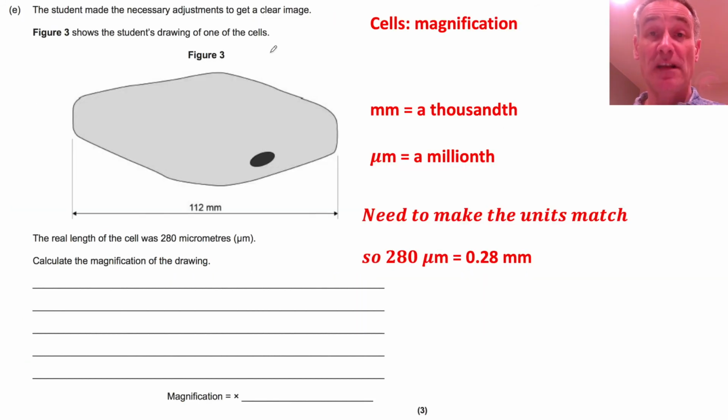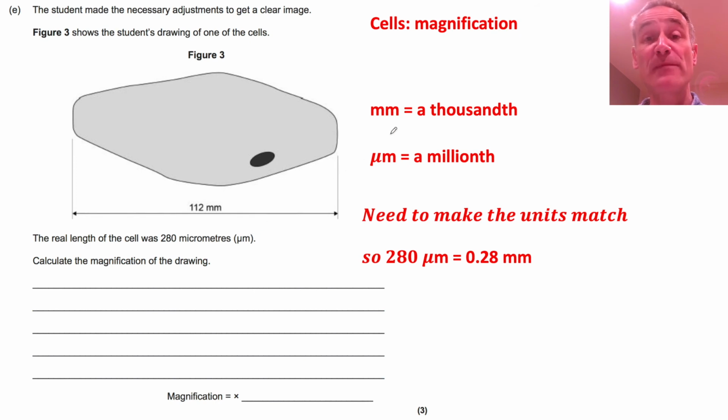So the last 2 slides I'm going to do, the first one is on cells and magnification, where you've got units that don't match. So we've got the image size of the cell is 112 millimeters, but the real length of the cell is 280 micrometers. And we have to make sure those units match.